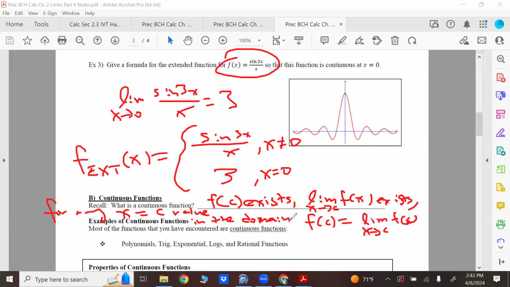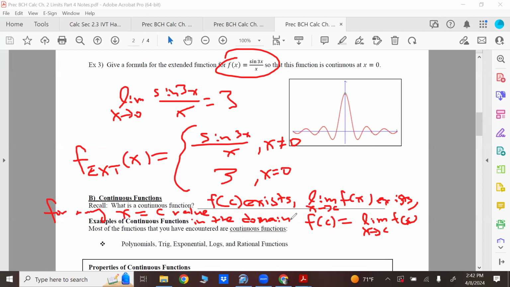So for any x equals c that's in the domain, the limit as x approaches c exists and equals f of c, and that's continuous. That's what you have to look for. I would say the function is continuous, and 0 is a point in that domain. In that case, we look at the appropriate one-sided limits for the continuity part.